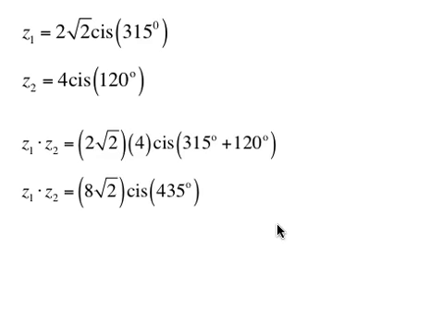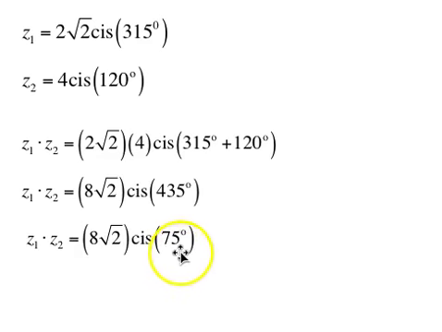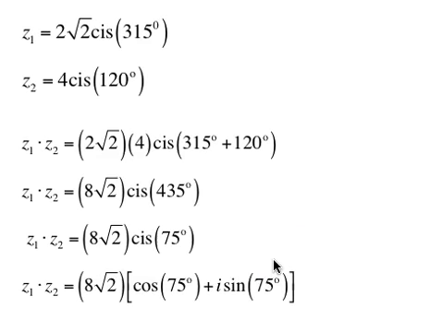But let's throw out 360 because 435 degrees is coterminal with something between 0 and 360. So if I throw that out, I am left with 75. So in polar form, z1 times z2 is 8 root 2 cis 75 degrees. Formally, 8 root 2 times cos 75 degrees plus i times the sine of 75 degrees.